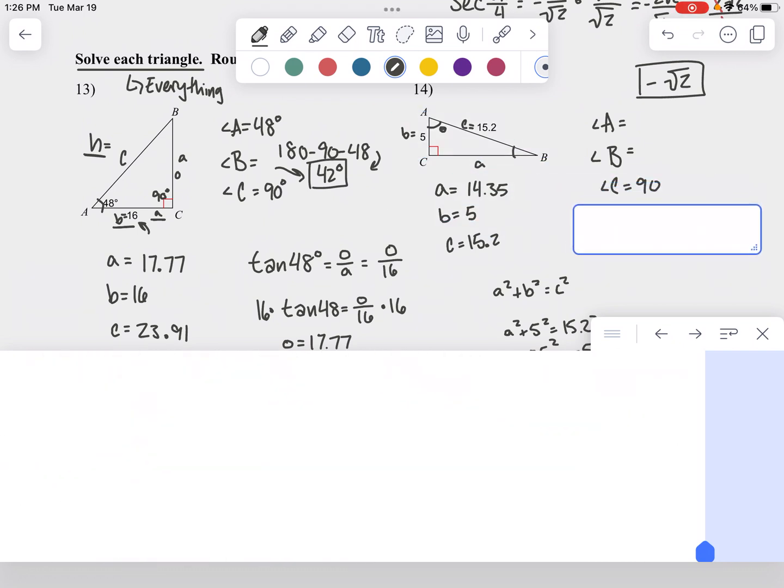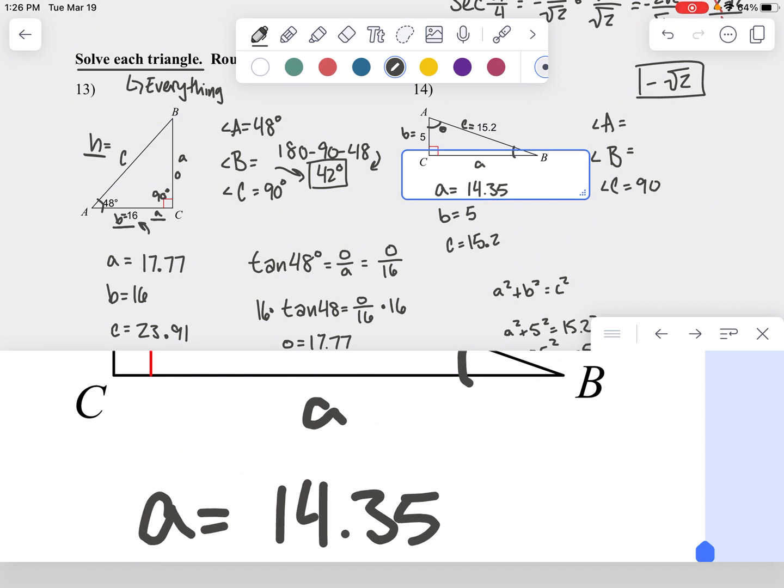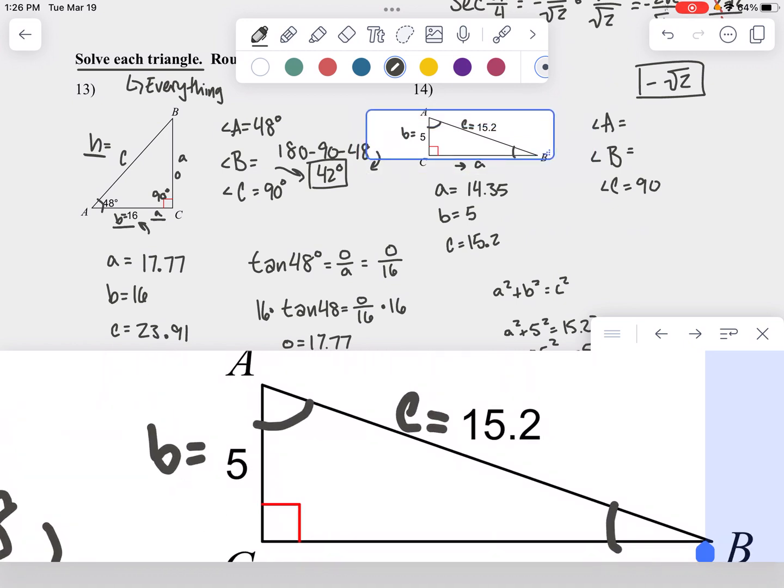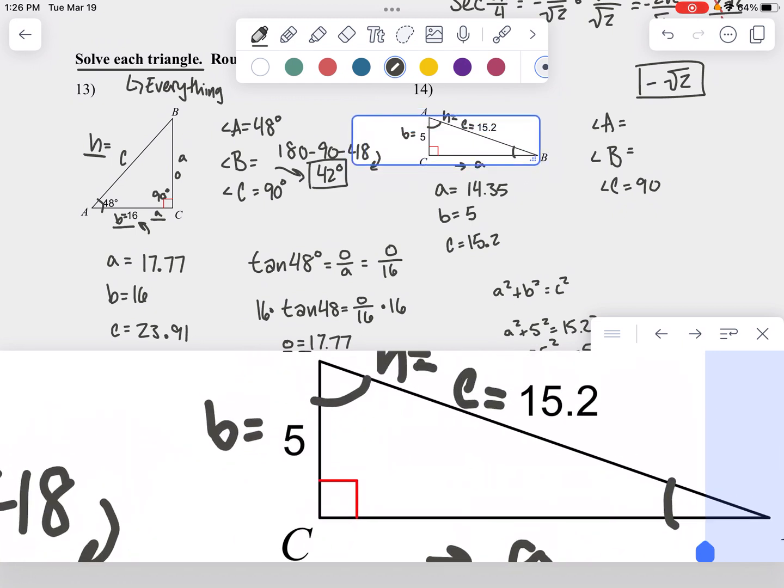I am going to use the values that it gave me. Remember how I said that if you went and found it yourself, it has some error in it. So side a has error, so we don't want to use side a to find angle A. Instead, I want to use side b and side c. Side c is my hypotenuse because it's across from my right angle, and side b is my adjacent side because it is closest to my angle.